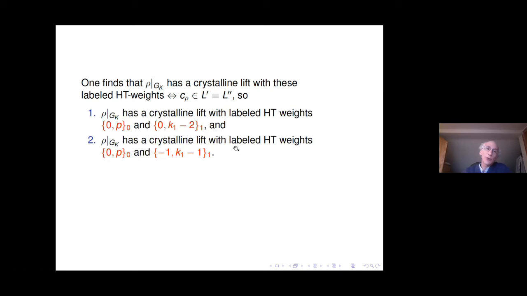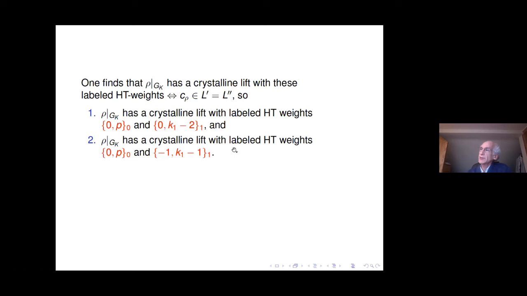And these are the two sets of labeled Hodge-Tate weights. So this is labeled Hodge-Tate weights zero and p for the embedding tau zero, and zero, k1 minus two for the embedding tau one. So this is somehow the ordinary weight, the obvious weight that you would expect. This is an additional weight coming from the extension class being in this line inside the two-dimensional space of extensions.